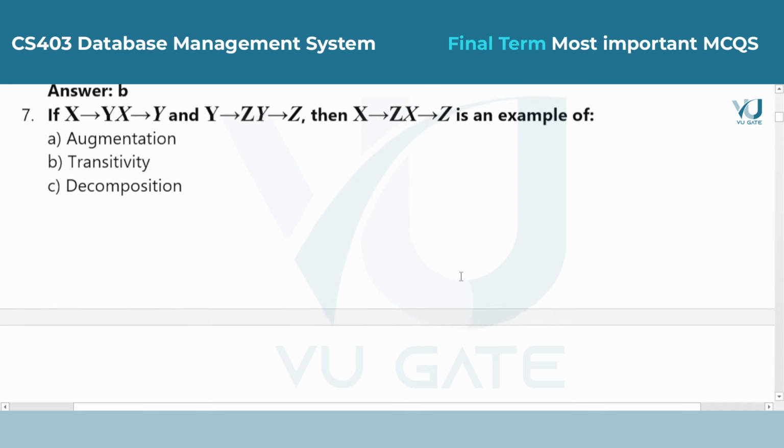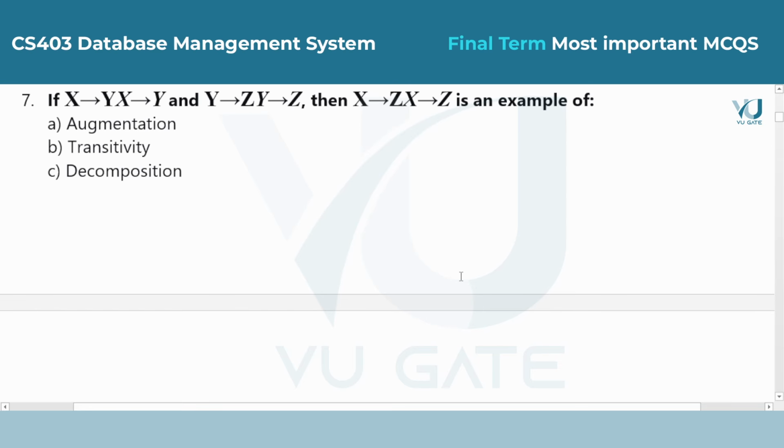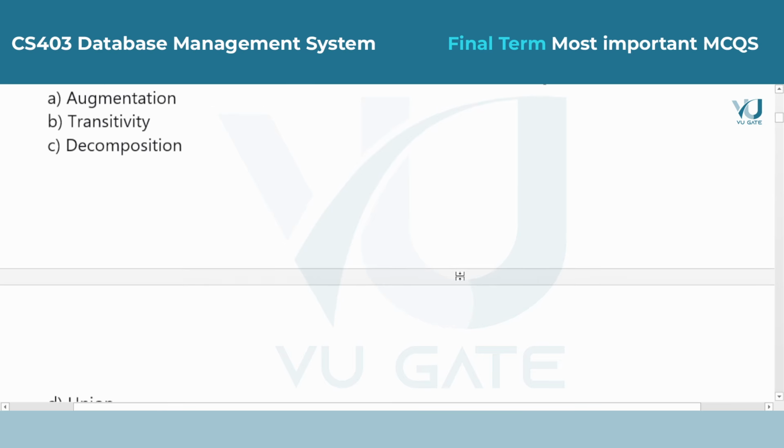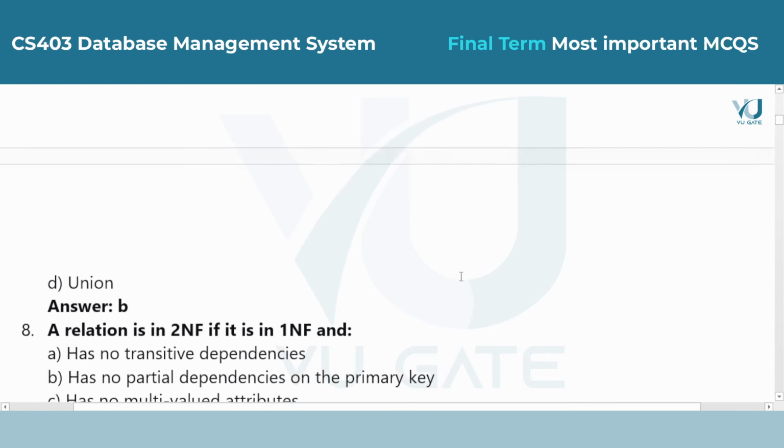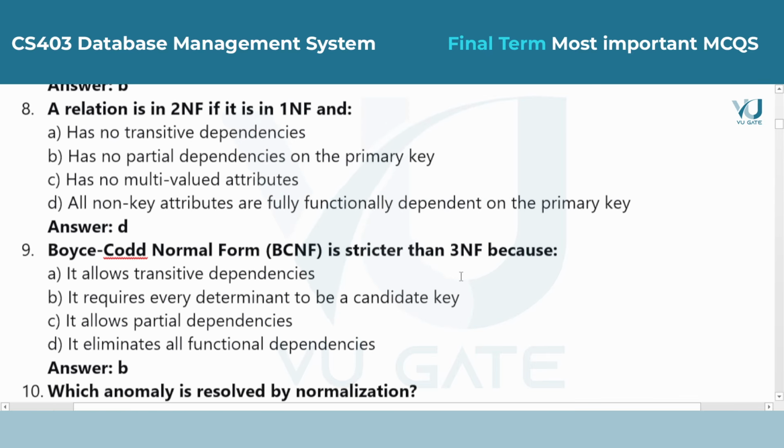Question 7. If X determines Y and Y determines Z, then X determines Z is an example of. Answer is option B, transitivity. This is another example of the chain rule where one dependency passes through another attribute to reach the final one.